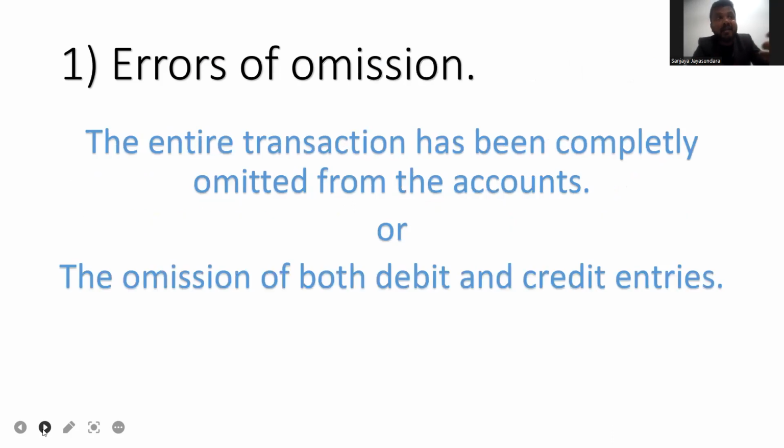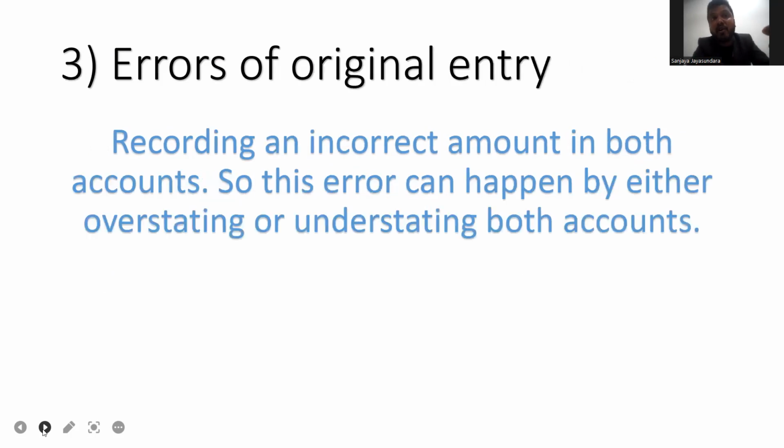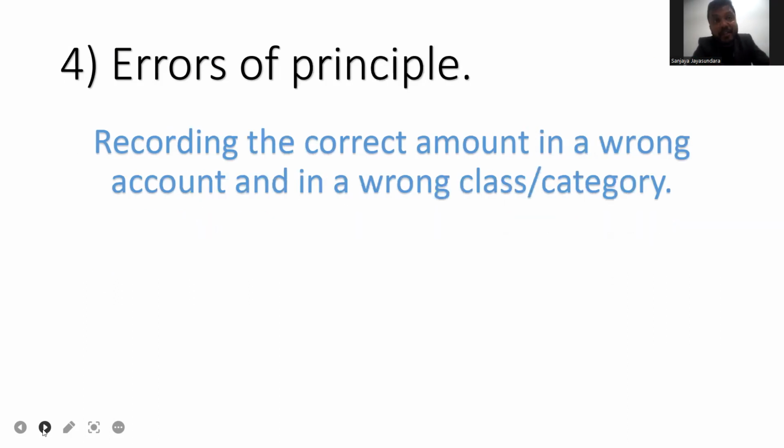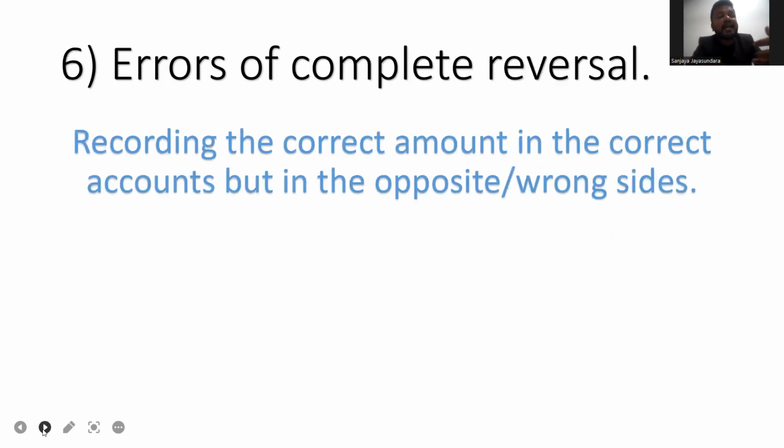Errors of omission: the entire transaction has been completely omitted from the accounts. Errors of commission: recording the correct amount in a wrong account in the same class. Errors of original entry: recording an incorrect amount in both the ledger accounts. Errors of principle: recording the correct amount in a wrong account and even in the wrong class. Errors of compensation: 2 or more errors which have been set off by each other. Then the last one is errors of complete reversal, recording the correct amount in the correct account but on the opposite side.